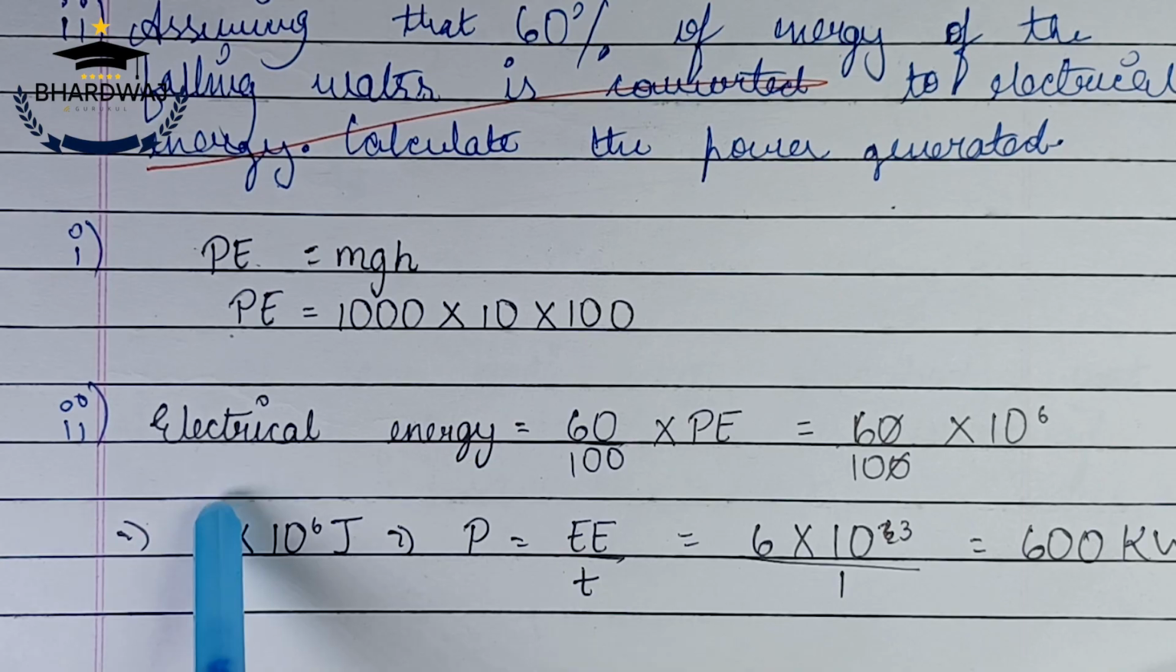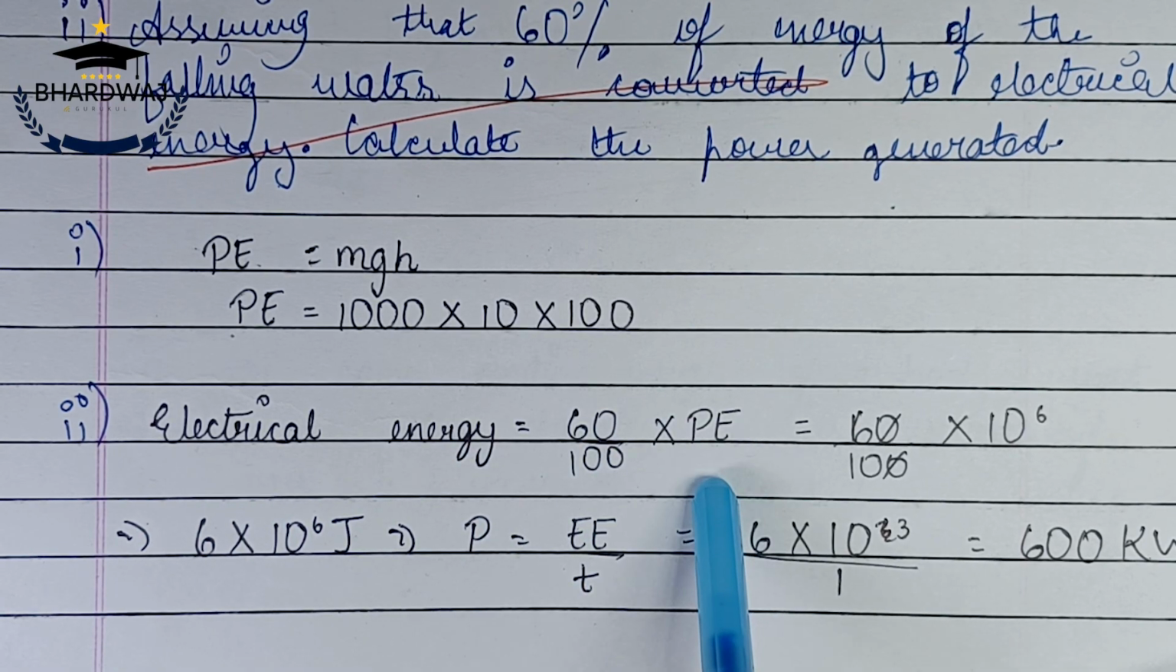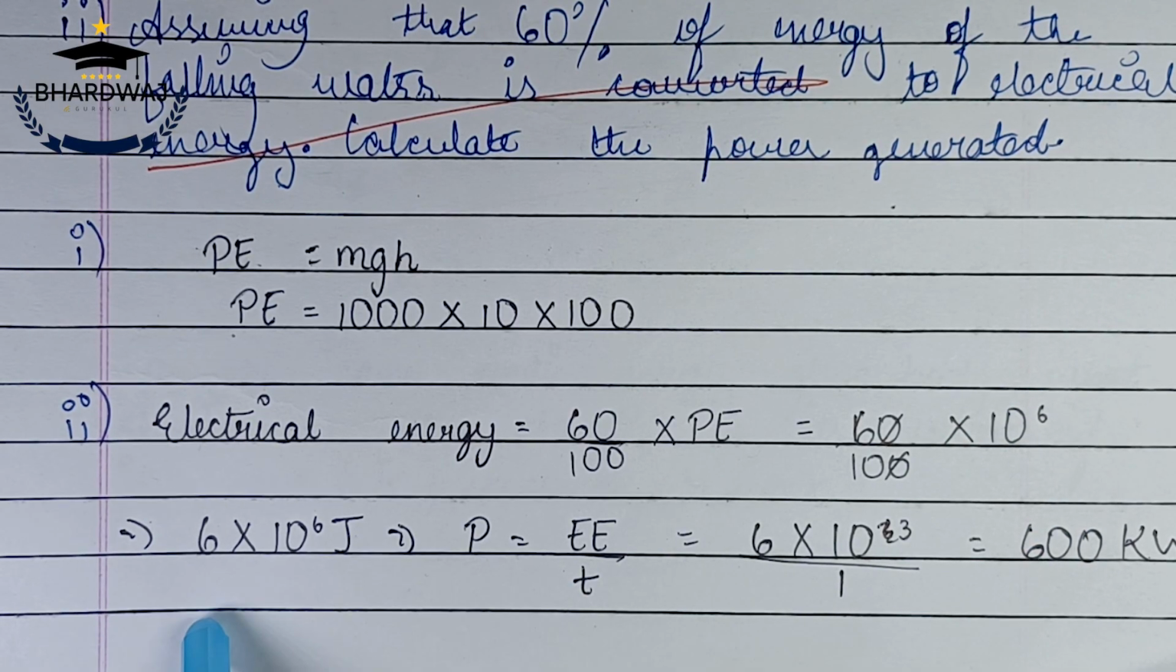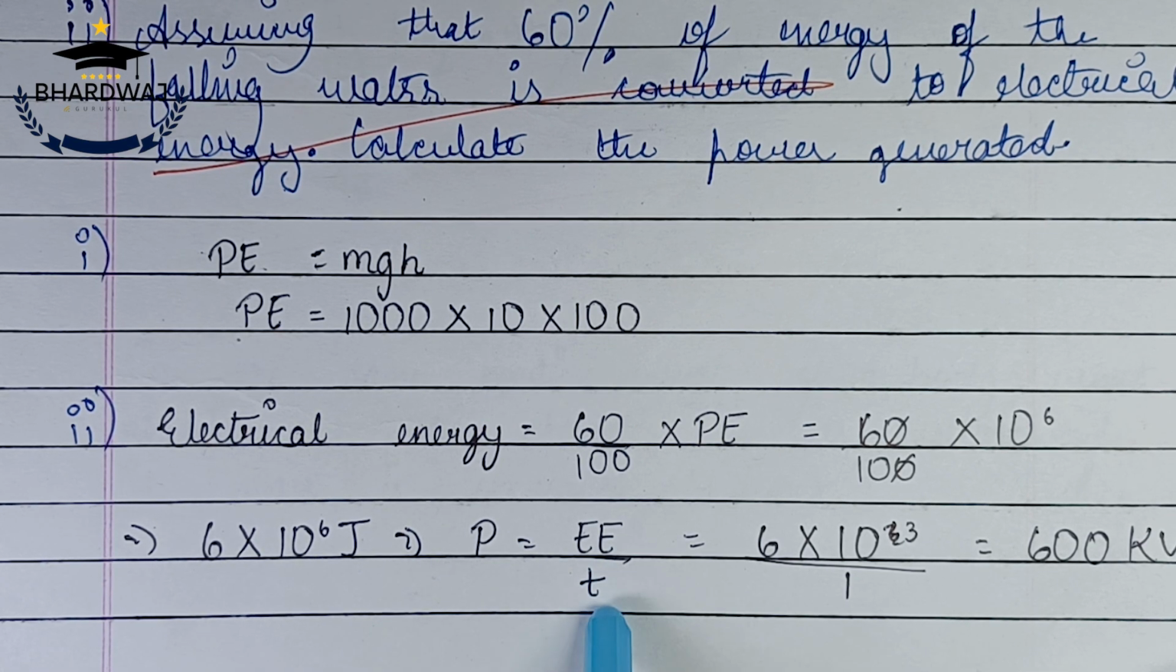Second question, electrical energy is equals to 60 upon 100 into potential energy, 60 upon 100 into 10 the power 6, so it is equals to 6 into 10 the power 5 joule. So putting the value of energy, power is equals to energy upon time, so 6 into 10 the power 5 upon 1, so 600 kilowatt.